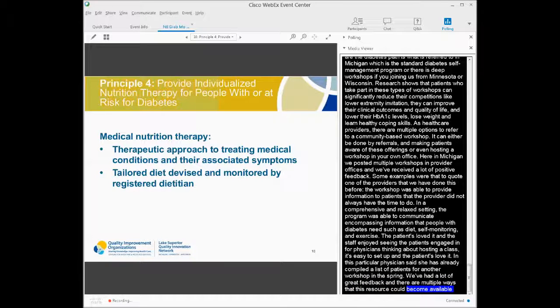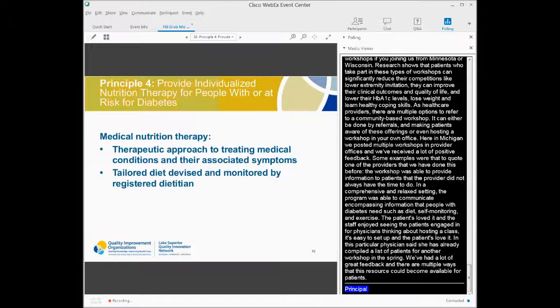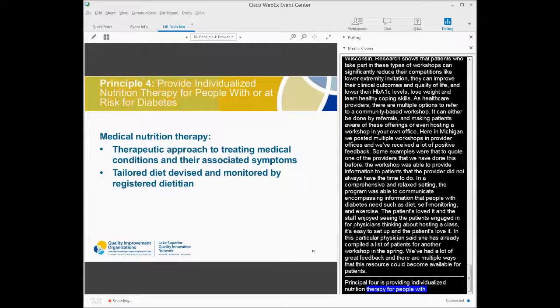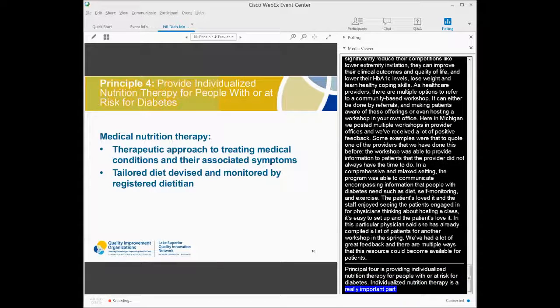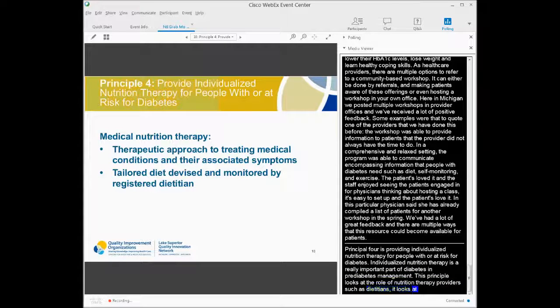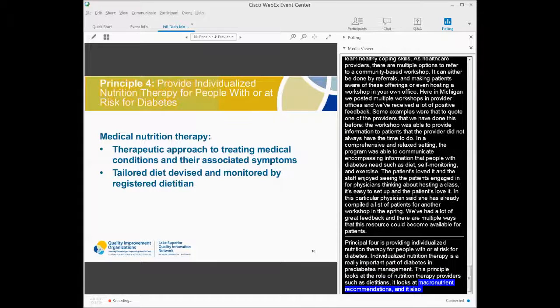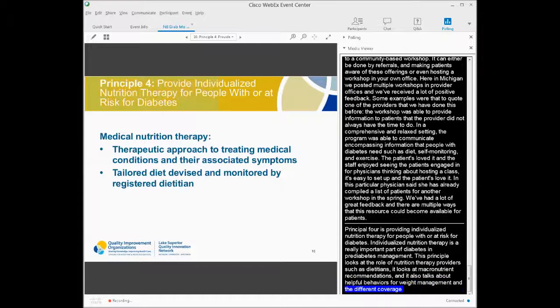Principle 4 is providing individualized nutrition therapy for people with or at risk for diabetes. Individualized nutrition therapy is a really important part of diabetes and prediabetes management. So this principle looks at the role of nutrition therapy providers such as dietitians, looks at macronutrient recommendations, and it also talks about helpful behaviors for weight management and the different coverage options for nutrition-related services available to patients.